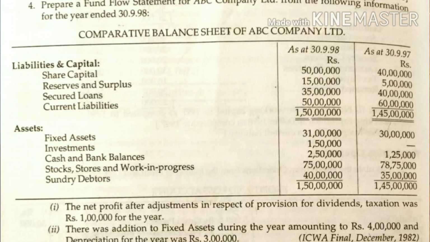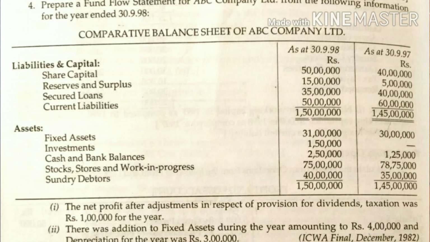So the question is: prepare fund flow statement for ABC Company Limited from the following information for the year ended 30 September 1998. A comparative balance sheet of ABC Limited is given. Two years' data is provided, so it is a comparative balance sheet. Share capital is given for 30 September 98 and 30 September 97. Please pay attention that 97 is coming later and 98 is coming before. That means the current year ending column is shown first and the previous year ending column is shown next.